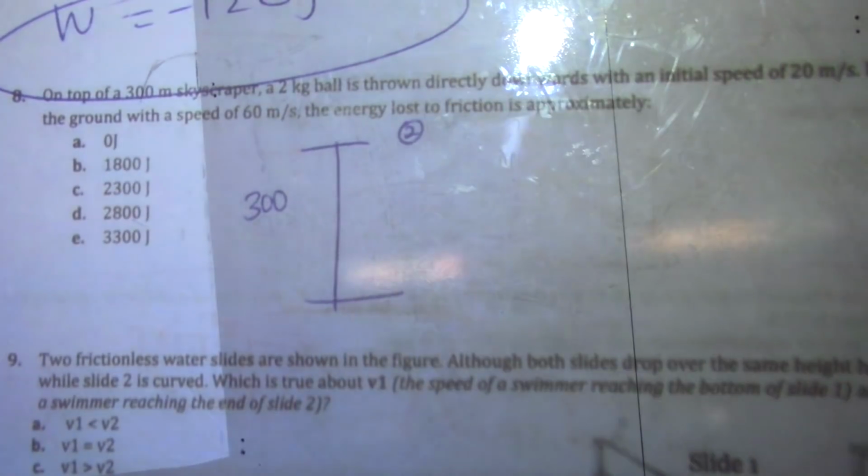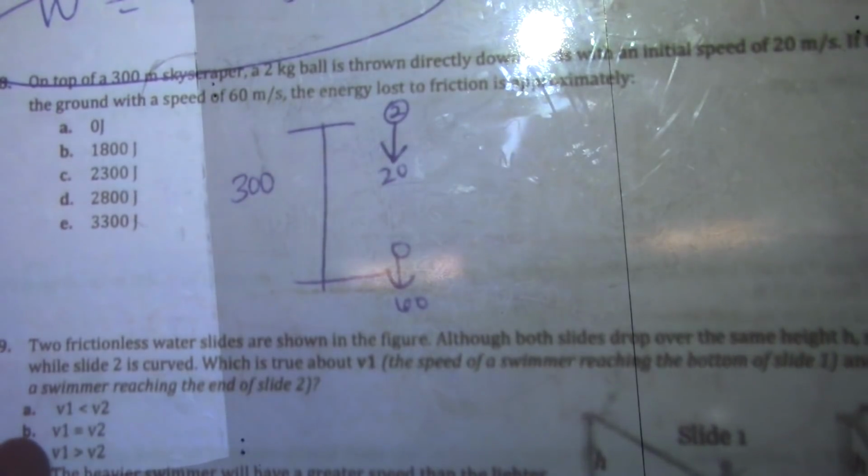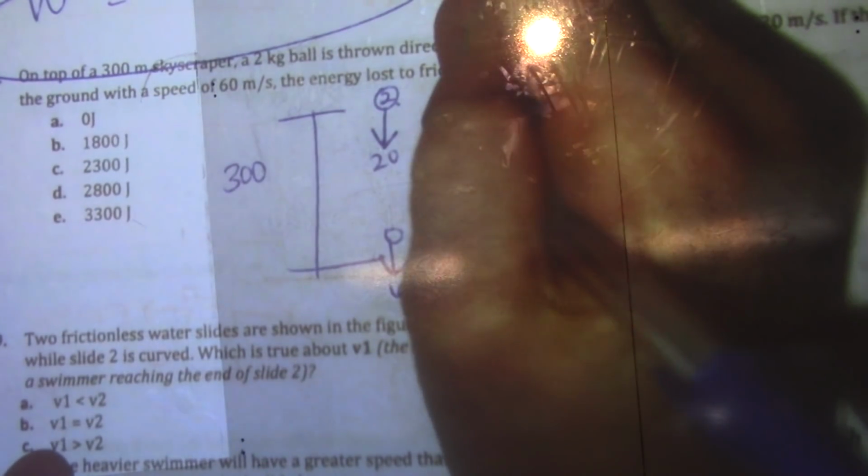300 meter high skyscraper, I've got a 2 kilogram ball that's thrown downwards with an initial velocity of 20. When it reaches the ground, it only has a speed of 60. How much energy was lost to friction? So think about here, you've got both potential and kinetic. When it hits the ground, it's coming down with just kinetic energy. So let's go ahead and calculate how much.